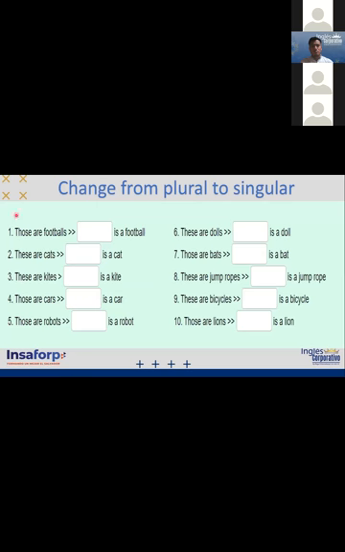And this is number four. What are we going to do? ¿Qué es lo que vamos a hacer acá? Cambiar de plural al singular. That's it. Change from plural to singular. Okay? So I guess everyone took the screenshots. So we're going to move on directly to the workout rooms. Nos vamos a mover de nuevo a los workout rooms.